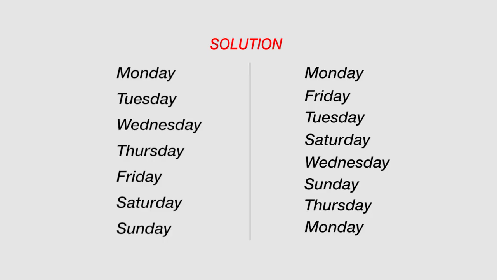And so the sequence of market days will be Monday, Friday, Tuesday, Saturday, Wednesday, Sunday, and Thursday, and back to Monday. Now, this is an example of a question that you can solve by using modular arithmetic. You can draw a clock face, put the days on it, and move every 4 days to get your answers.